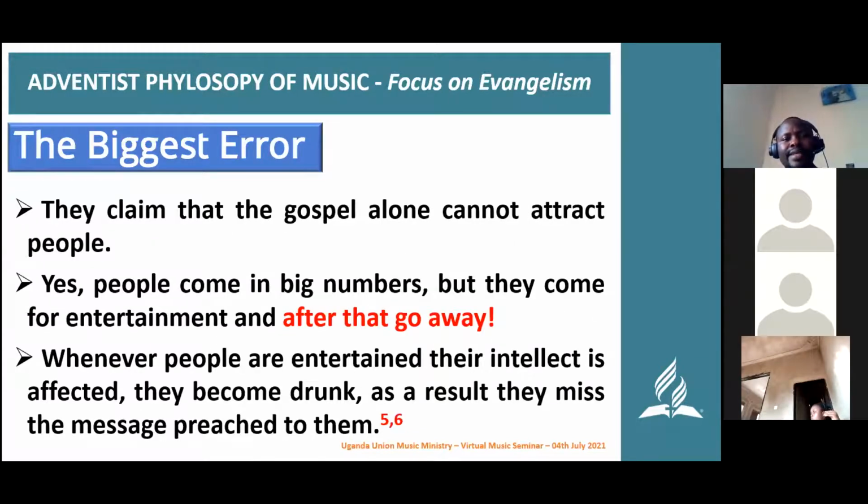The other error is they claim that the gospel alone cannot attract the people. Okay, but we have testified. We have gotten a testimony from Elder Mugerwa who said that he came to church as a result of music, and many others who are on this platform right now as well. I would want to believe that many others have been drawn to Christ as a result of good music, not entertaining music.